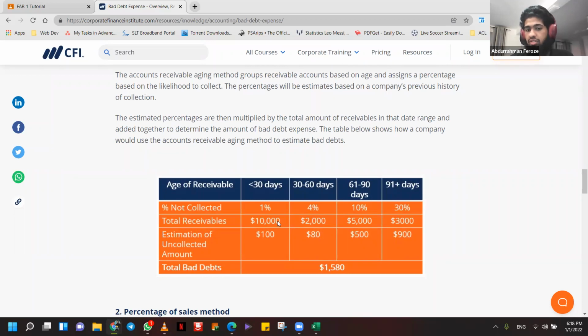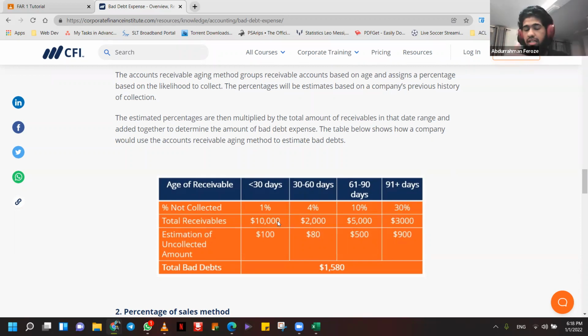1% of it has not been collected, right? And between the last 30 to 60 days, there are 2,000 total receivables. 4% of it has not been collected. In the last 61 to 90 days, you have 5,000 receivables. 10% hasn't been collected.